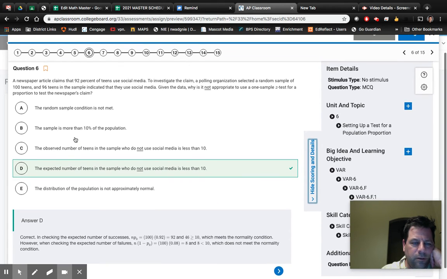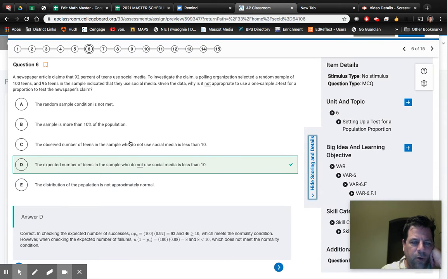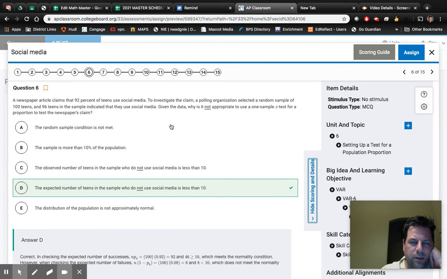Okay, so let's clean that up, I guess. The observed is the 96. And then the expected for who do not would be the 4.